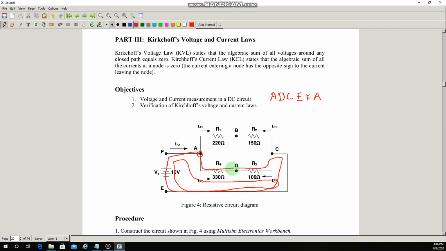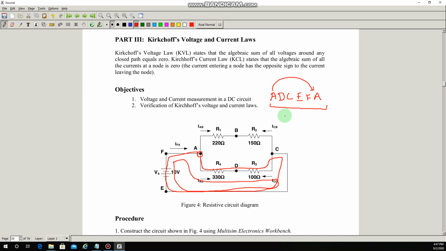And in the path of this loop, I found D, C, E, F, and A. All of these are nodes, okay, different nodes. So that's why I will always represent the loop using the node names. And a loop will always begin and end at the same node. That's why we have A at the beginning as well as at the end. Okay, now let's repeat the statement of the KVL.